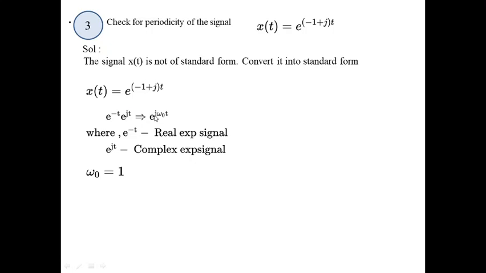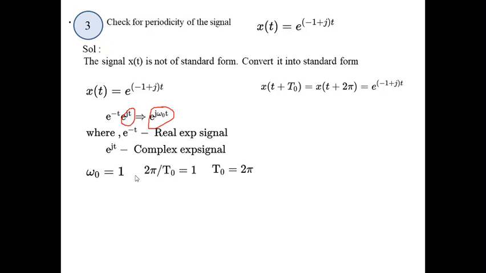So when you compare, you will be getting omega naught value equal to what? 1. Just compare this part alone, right? Because this one alone is a complex exponential signal. You cannot compare the real part, it's just a separate part. So you can see that omega naught value is equal to 1. So find out the value of t naught as usual. So t naught you will evaluate to 2 pi.